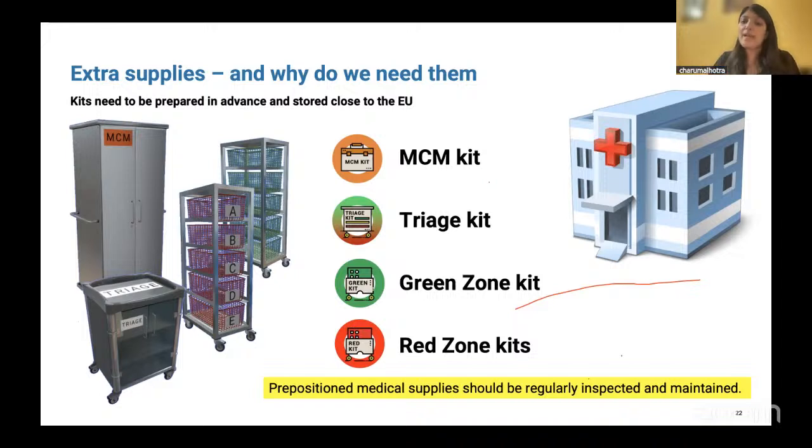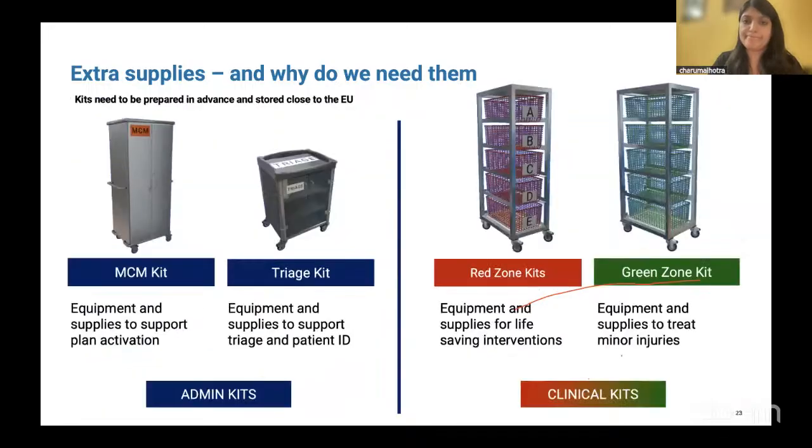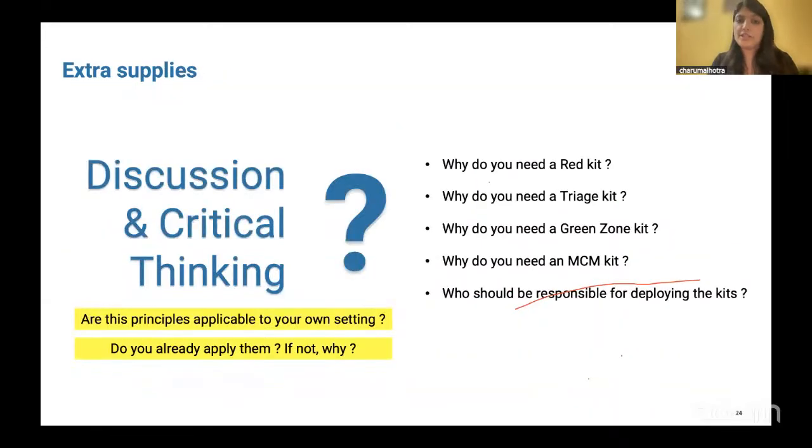A red zone kit will have all the resuscitative equipment normally required to resuscitate patients and manage airway, breathing, and circulation. While we are preparing for a mass casualty, it is important that a green zone kit and a red zone kit are already kept ready in your institutes as a part of baseline preparedness. So these are the things that we need. Red zone will have equipment for life-saving interventions. Green zone kits will have equipment for minor injuries.